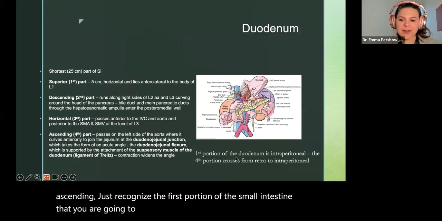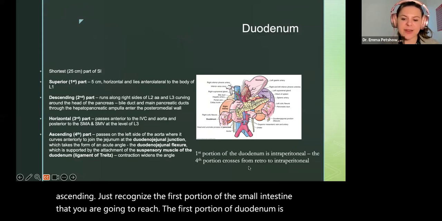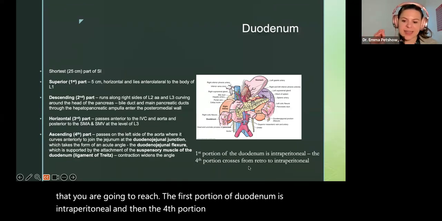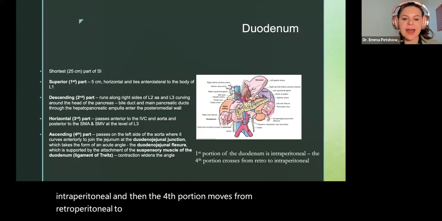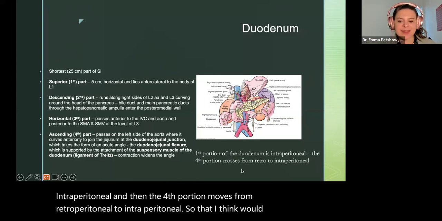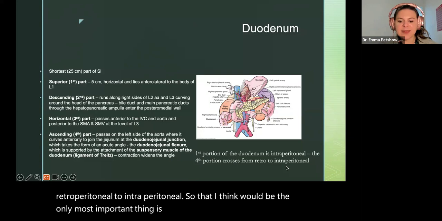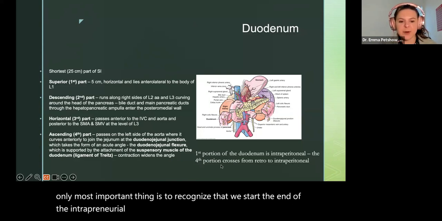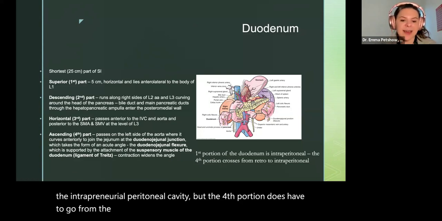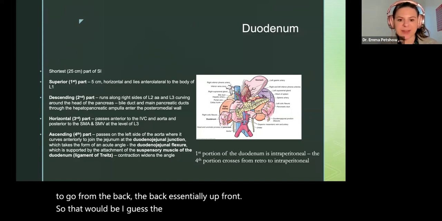The first portion of duodenum is intraperitoneal. And then the fourth portion moves from retroperitoneal to intraperitoneal. So I think the only most important thing is to recognize that we start and we end in the intraperitoneal cavity, but the fourth portion does have to go from the back essentially up front. That would be, I guess, the most exciting component about the general structure of the duodenum.